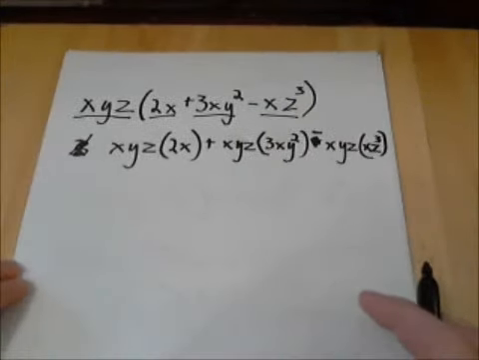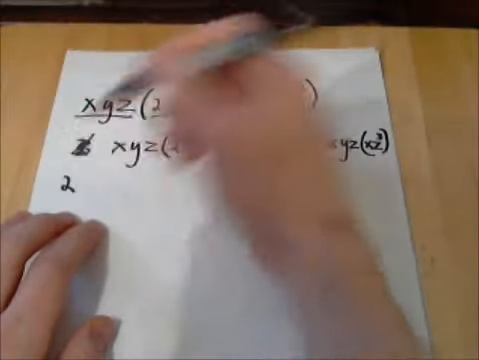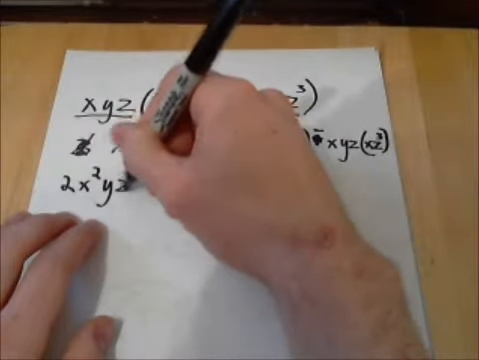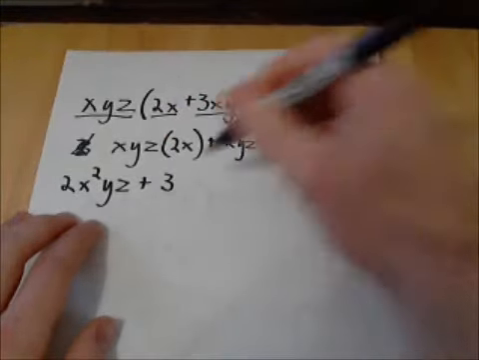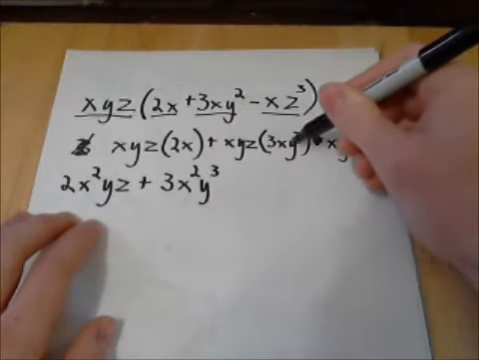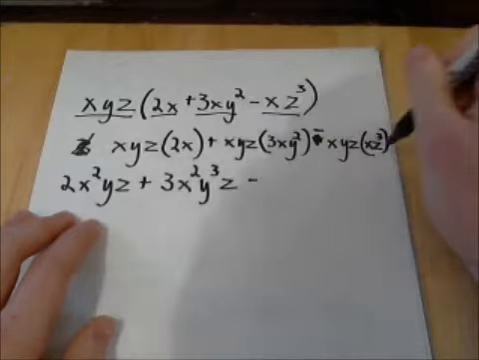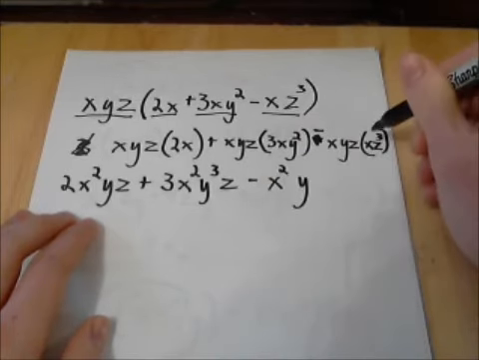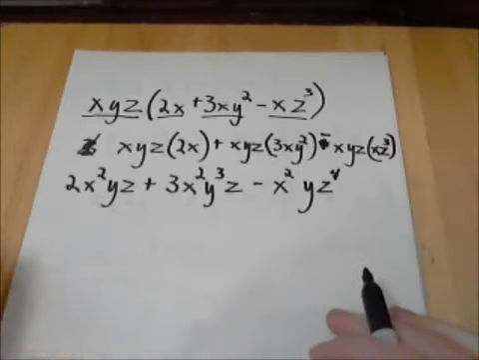Okay, now we just got to expand all this stuff out. So 2x times xyz is just going to give us 2 times x squared, because we have 2 x's here, yz, plus this one now, which is going to be 3x squared again because we have 2 x's, and now we have y cubed because there's 3 y's, because there's 2 y's here and 1 y here, z, minus this term, which is x squared once again, y, and then z to the 4th, because there's 3 z's here and 1 z here. So that is how you do the distributive property.